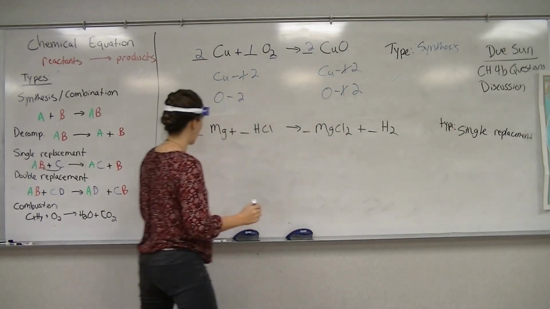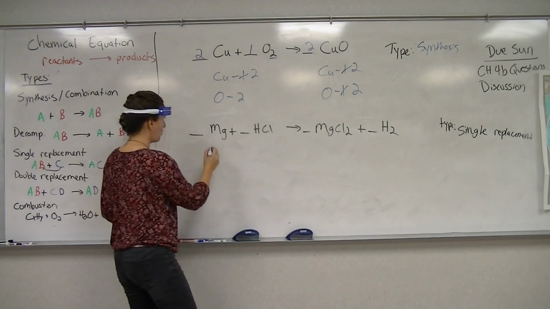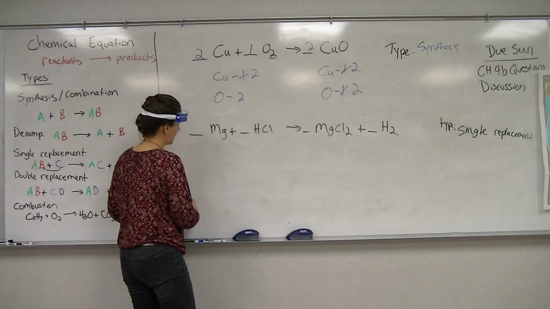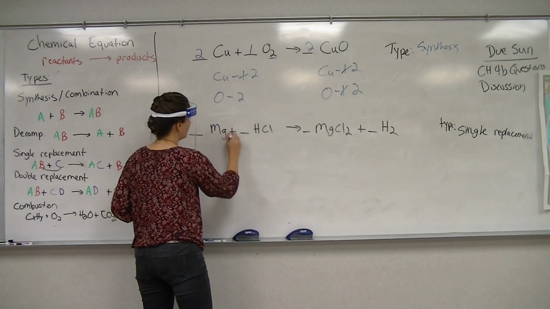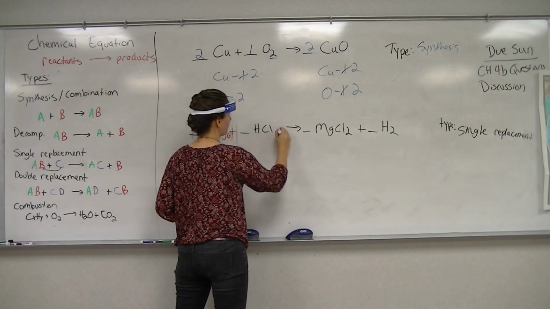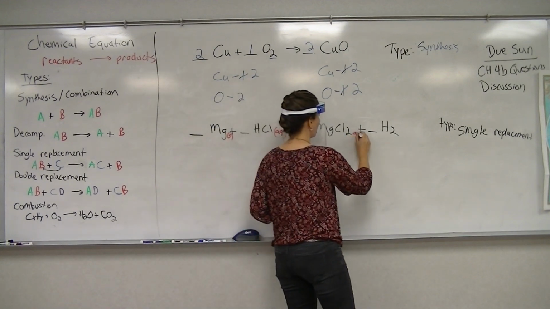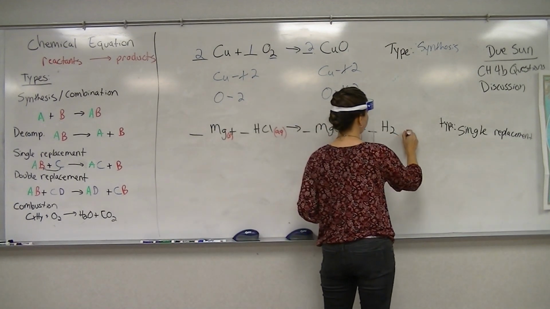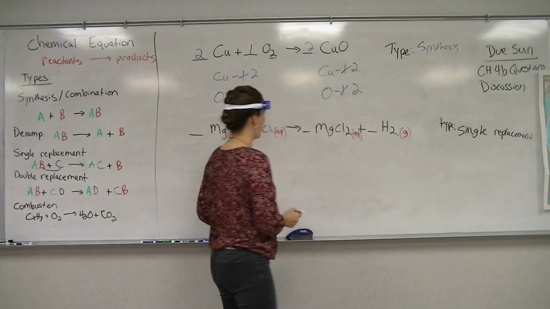Oftentimes, with a chemical reaction equation, what you're going to see, and I'll write it in a different color to make it stand out, is little letters in parentheses after each element or compound. Let me point out what those mean quickly.